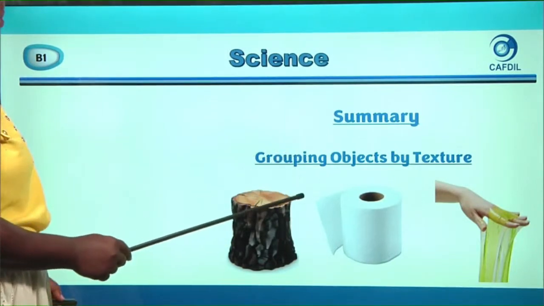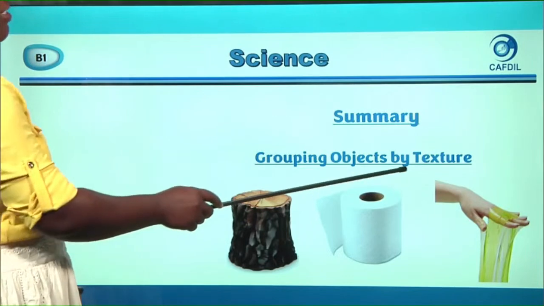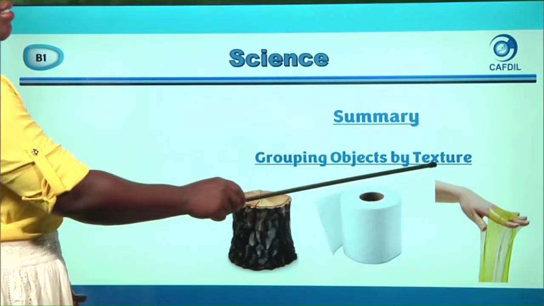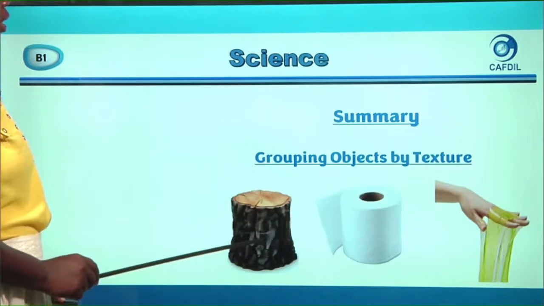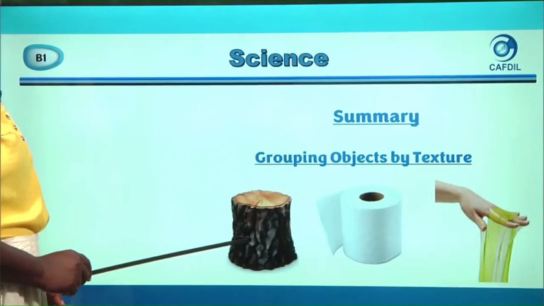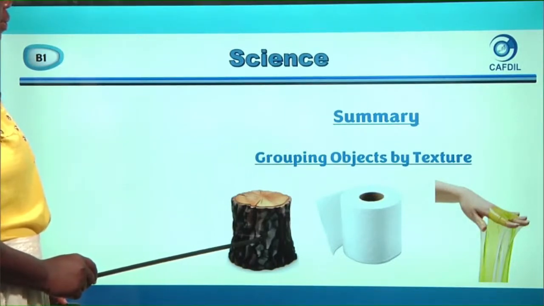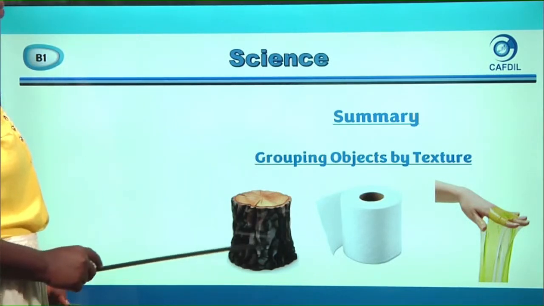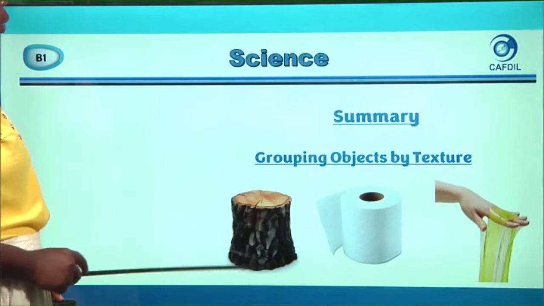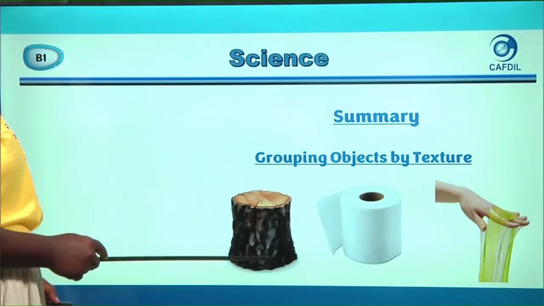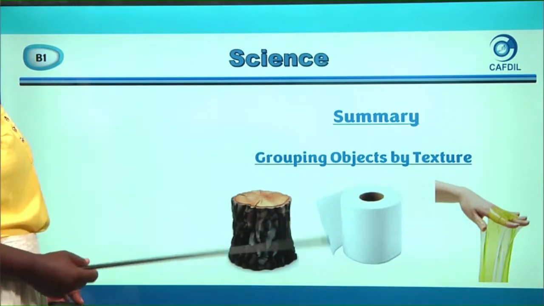In summary, we are grouping objects by texture. We have a tree. Our tree is very rough. When you rub your hand around it, it feels rough. It can even cut you.